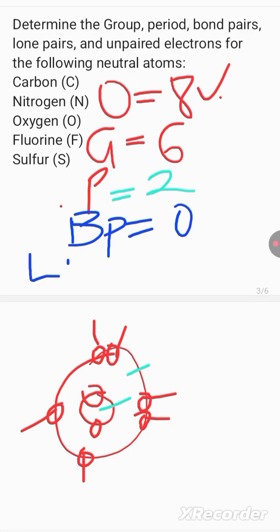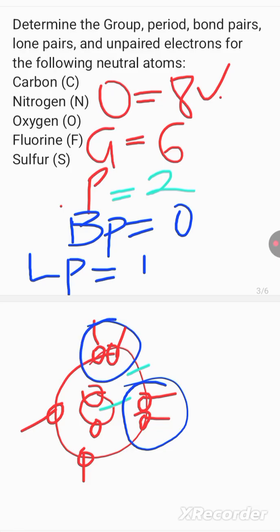So for the lone pair now, let's count the lone pair. Lone pair is this, 1. We have 2 lone pairs.